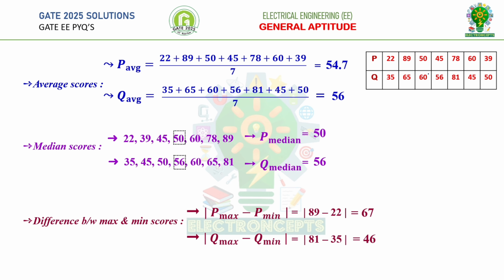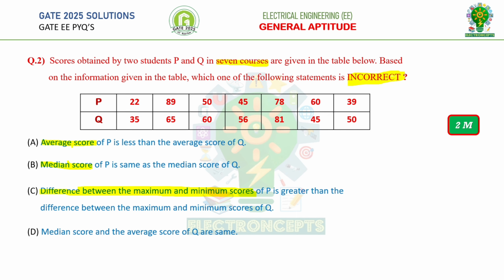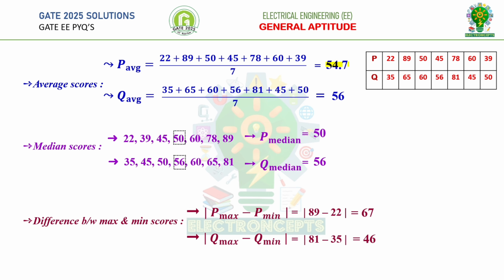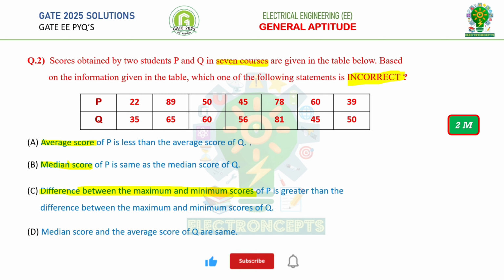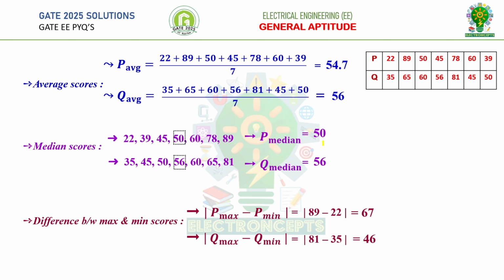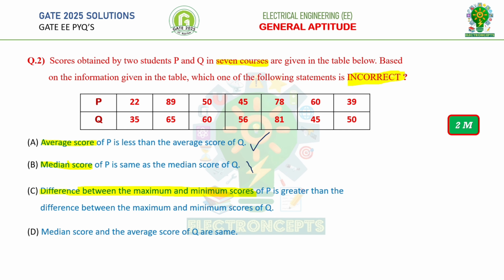Now, let's compare the options and find the correct answer. The first option says that the average score of P is less than the average score of Q. Let's check that. If you observe, the average score of P is less than the average score of Q. Therefore, this option is correct. Now let's check the second option. The median score of P is the same as the median score of Q. If we observe, the median score of P is equal to 50, whereas the median score of Q is equal to 56, which is not the same. Therefore, this is not correct.